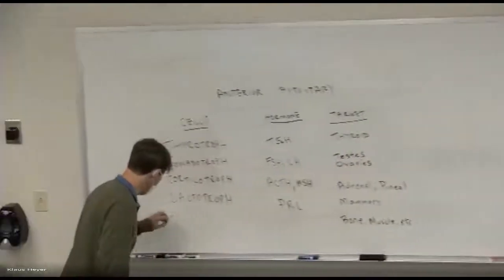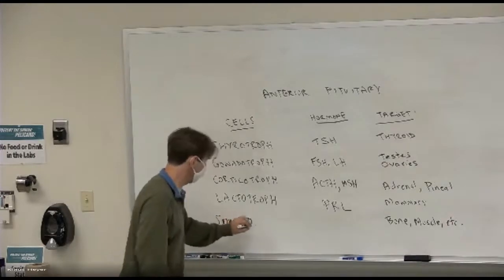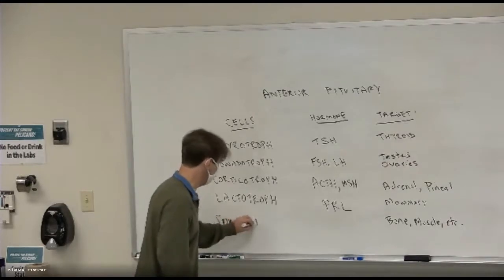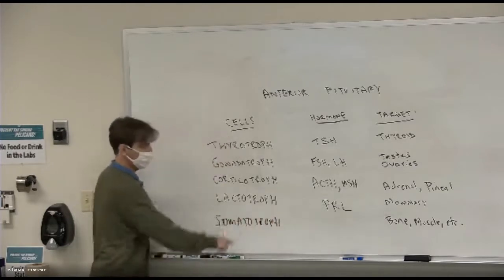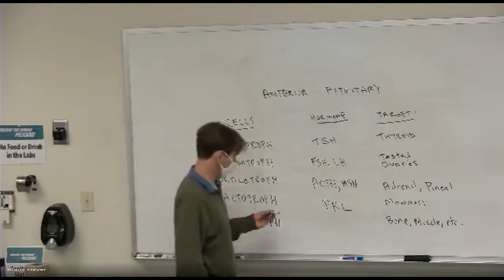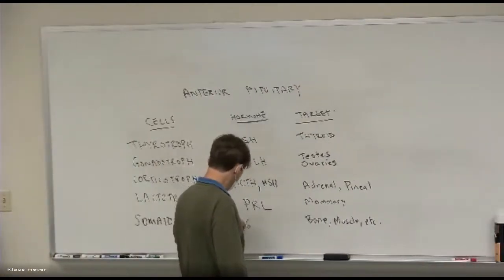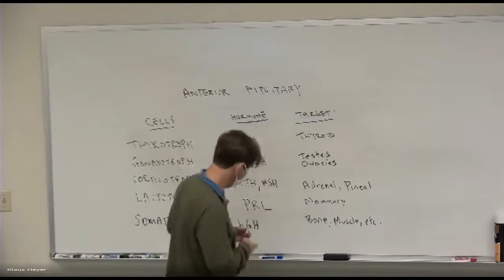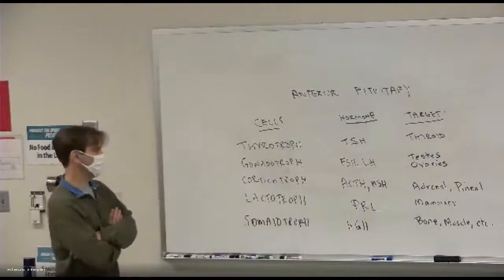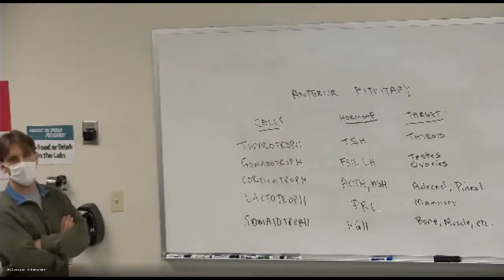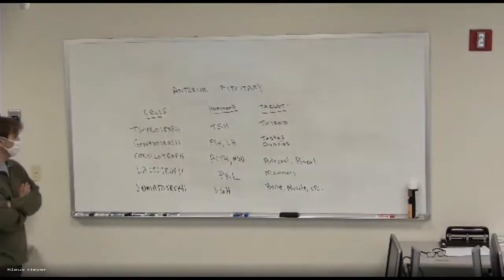Last one, somato. Somato means growth. Somatotrope, that is going to be growth hormone. So stuff that grows: cartilage, bone, muscle, liver. It goes to a lot of places.